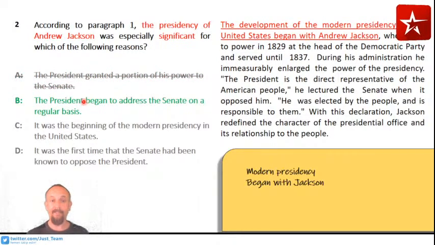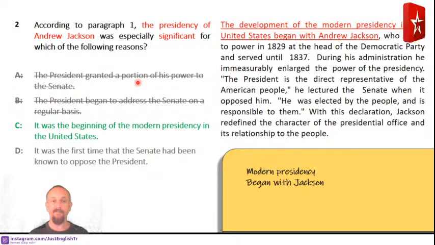Now with began, we do have this keyword down here, don't we? Began with Andrew Jackson. But here it says the president began to address the Senate on a regular basis. Again, regular, or to address the Senate, as a keyword. We have no mention of Senate in that first sentence. So for the same reason, we can eliminate B too.